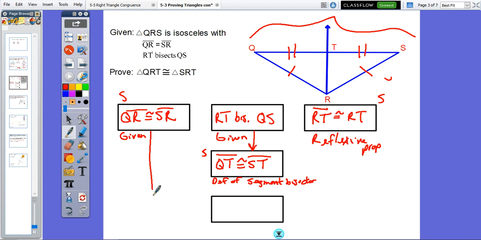Then we can put all 3 of these together to have our final proven statement: triangle QRT is congruent to triangle SRT. And the reason? Side, side, side, because here's 1, 2, 3 sides. We get the sides matching up nicely. So that's side, side, side in a nutshell.